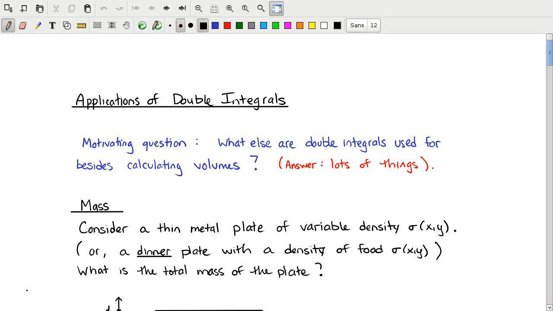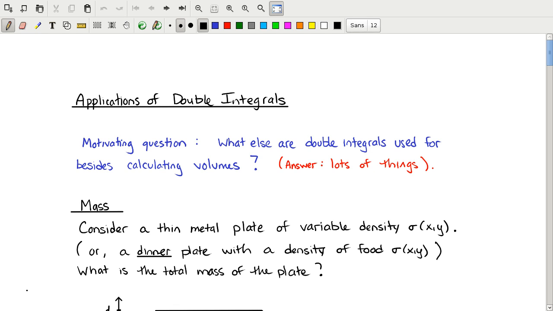So today we read about some applications of double integrals. We've been seeing how double integrals can be used to calculate volumes. However, volumes are in fact not the primary way that we use double integrals, and here we'll talk about a couple of other places where they are used.